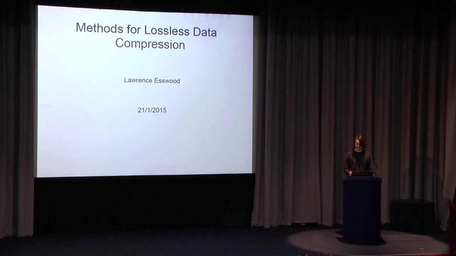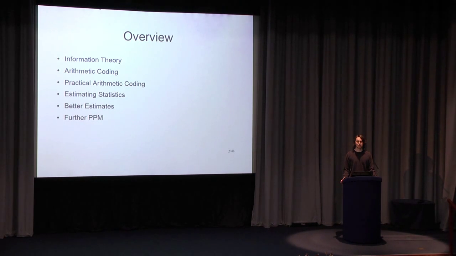So I'll be talking today about lossless data compression. We're going to begin with some basic information theory, which is going to explain quantitative limits on how much we can compress data. Then we'll cover arithmetic encoding, a type of statistical encoding that is used in many modern compression algorithms. Then I'll move on to a few practical implementation issues with arithmetic encoding. Then we'll look at prediction by partial matching, or PPM, which will tell us how we can estimate distributions for random variables.